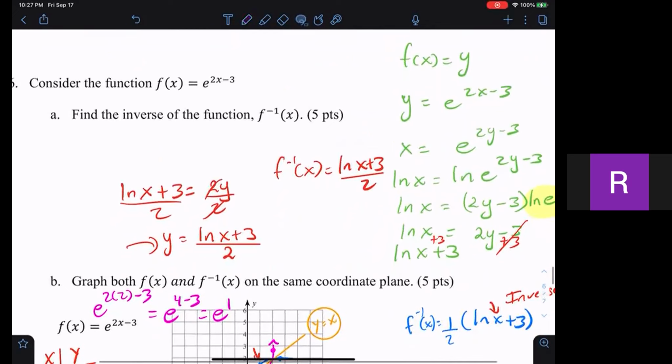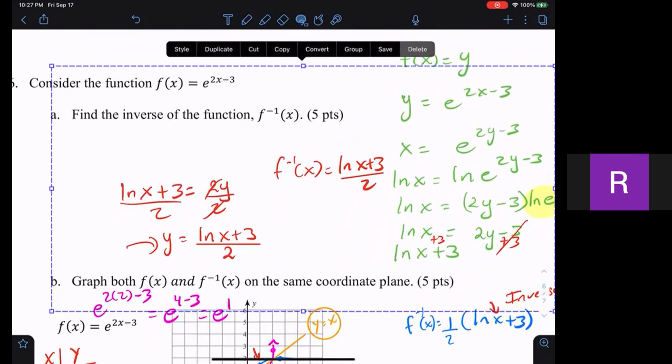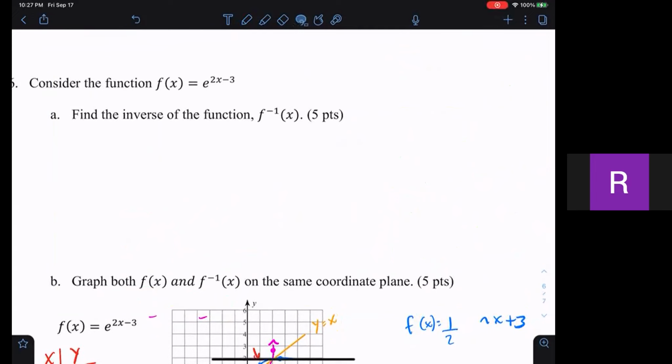Now this one, I think I did some in class. Here, find the inverse, right? So we have the original function. We need to find the inverse. The only thing when you're finding the inverse, you need to first, you know that f of x is y. So switch f of x for y, so y equals e to the 2x minus 3. Now you need to swap the variables between x and y. So now it's going to be x equals e to the 2y minus 3.